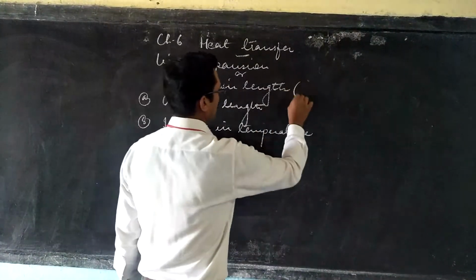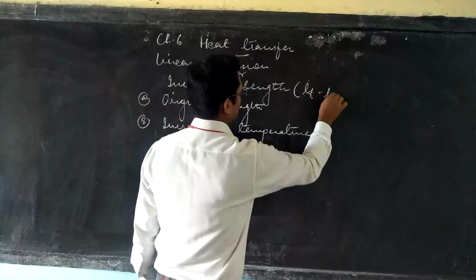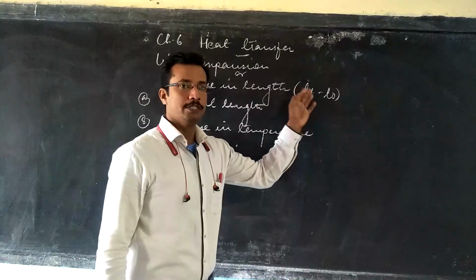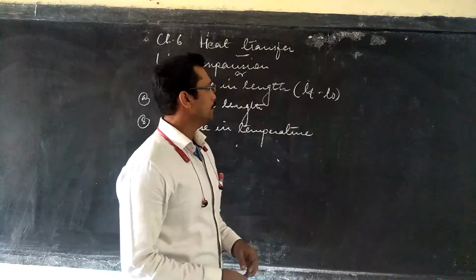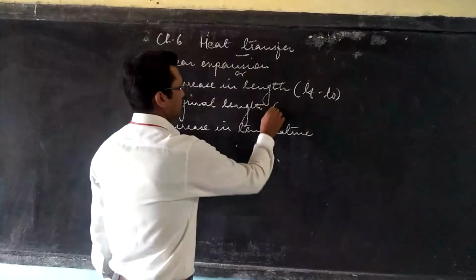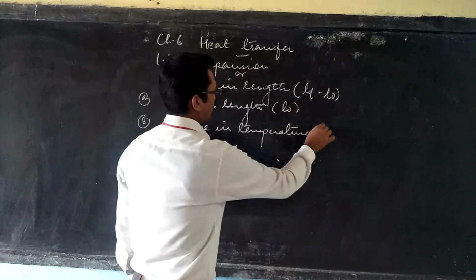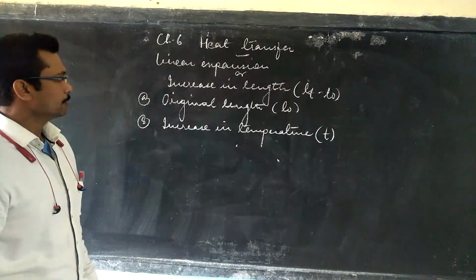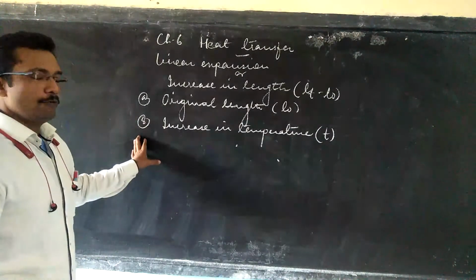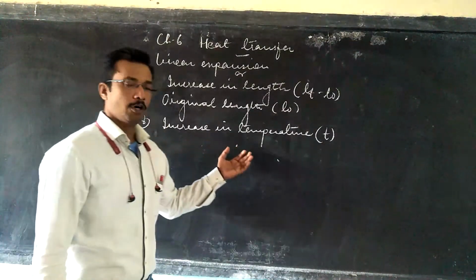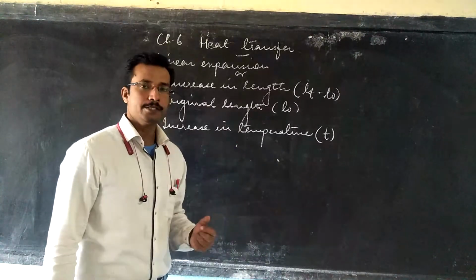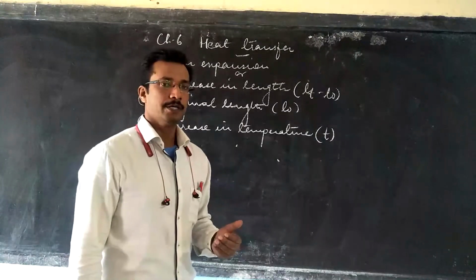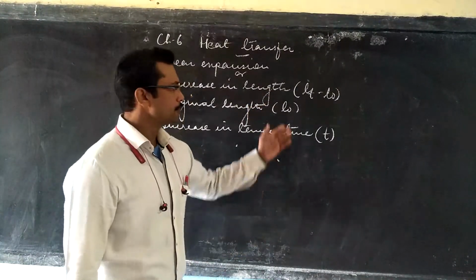Increase in length is called final length minus original length. LT means the final length when a rod is heated to a temperature T. Original length is LO and increase in temperature will be T. We have one more factor, which is material of the rod, but we are not using this. We are going to derive a mathematical expression for increase in length using these two factors.